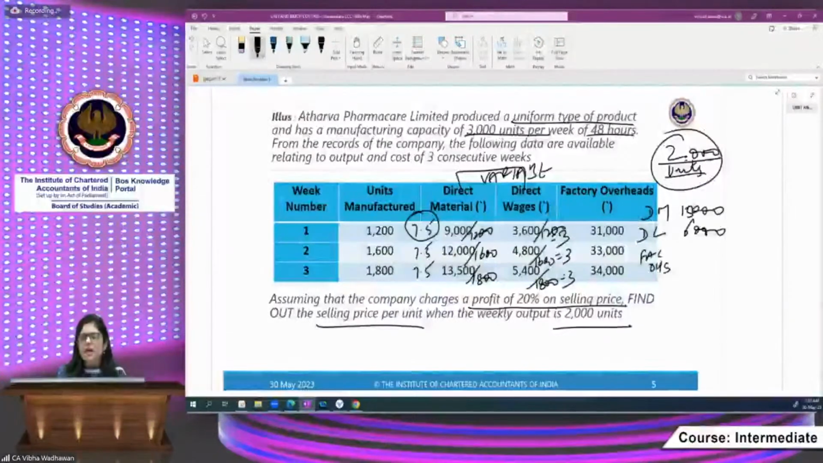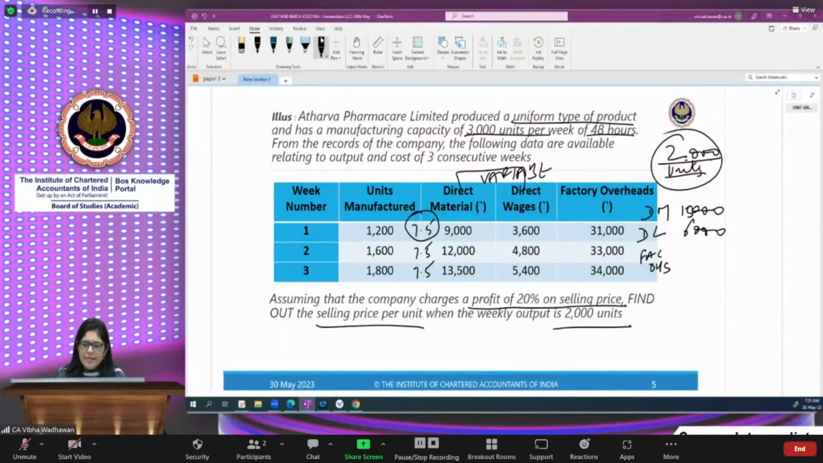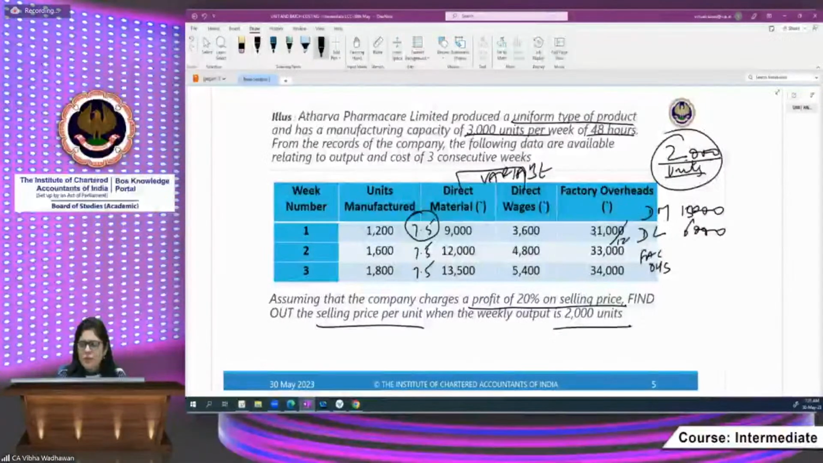Factory overheads. Are factory overheads variable? Let us see. I'm just clearing the rest so that we have the space to make you understand. Okay. Now, factory overheads, are these variable? Let us see. 31,000 divided by 1,200. It's 25.83. Let's move to the second one. 33,000 divided by 1,600. Cost divided by units is 20.62. Let's move to the third one. 34,000 divided by 1,800. It's 18.88.